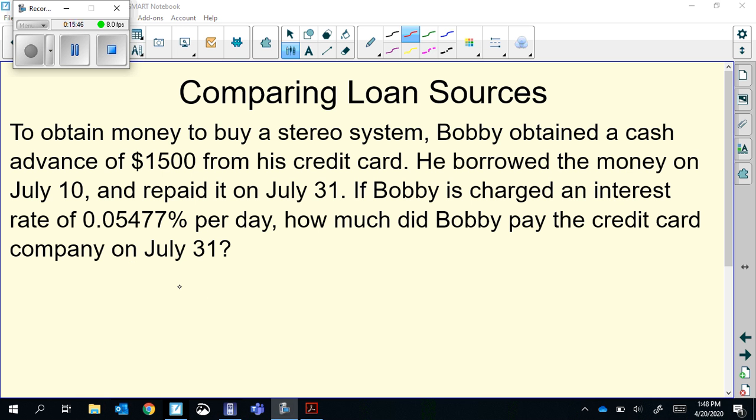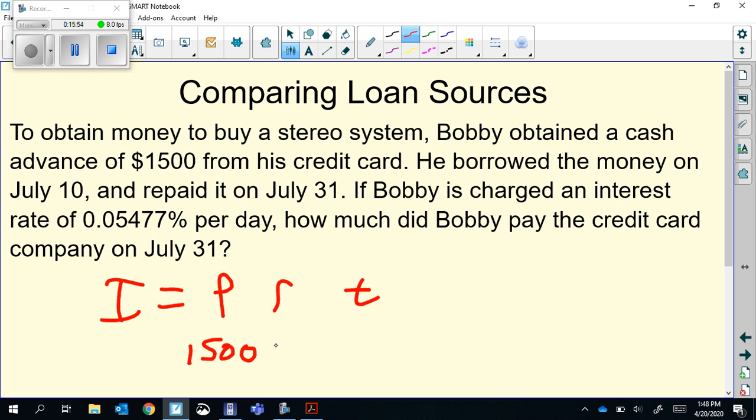So, there's a $1,500, so we're taking our same formula. Interest equals principal times rate times time. That principal is $1,500. The rate is 0.05477 per day, which would be 0.00, and then, because now we're changing that percent to a decimal, 0.5477. And that's per day, so then we need number of days here from the 10th through the 31st. That's 21 days.